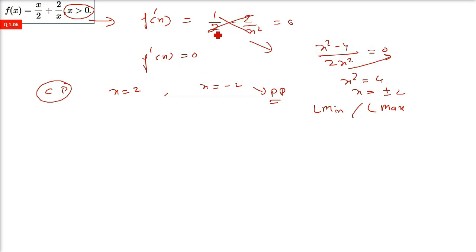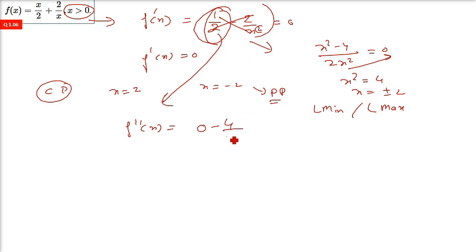Next is the double derivative. In 1 by 2 minus 2 by x square, the 1 by 2 will get eliminated. Minus 2 by x square you can take in the numerator, it will be x raised to the power -2, so the power -2 will come in front, and the 2 minus 1 will be x raised minus 3, and you can just take this in the denominator.